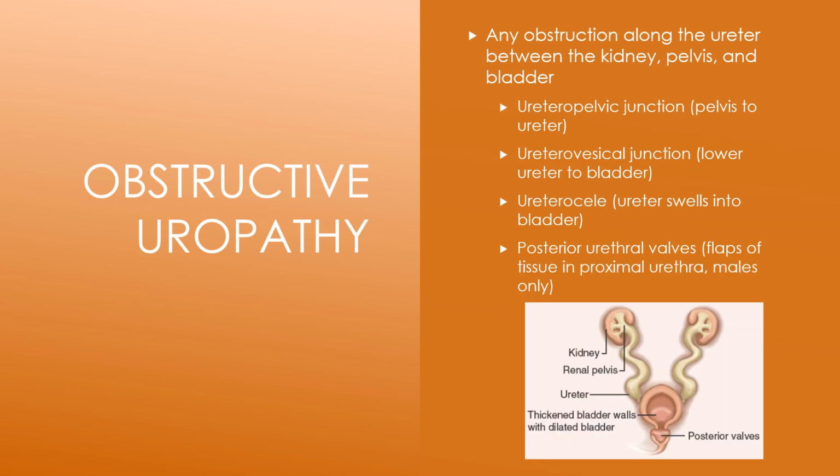And then posterior urethral valves. These are flaps of tissue in the proximal urethra, and this only happens with our male population. When we think about nursing management for each of these, it's going to be surgical correction. That's going to consist of removing that obstruction and reimplanting the ureters if that's what's necessary.